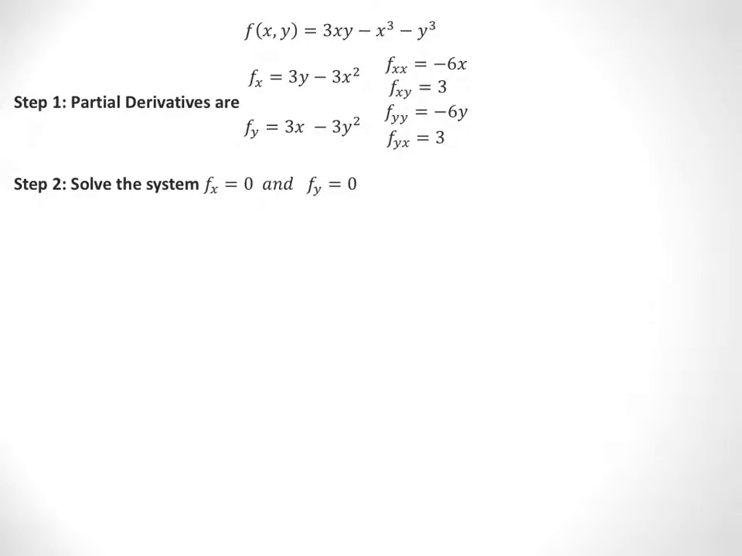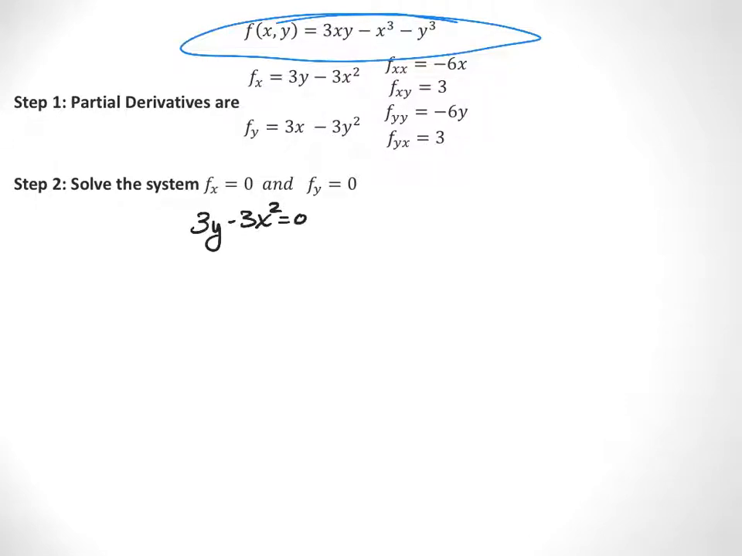So this is just collecting all of our information. We have our original function here still, and our second order partial derivatives. The next step we're going to do is solve the system of those first derivatives equal to 0. So we're going to take f sub x and set it equal to 0. And then we're going to take the f sub y and set that equal to 0 too. I'm moving over here so we have room.